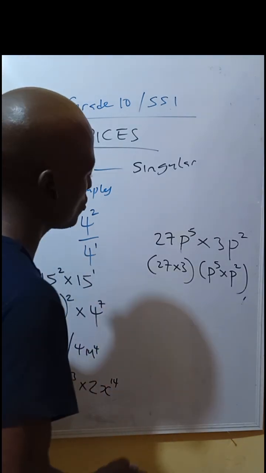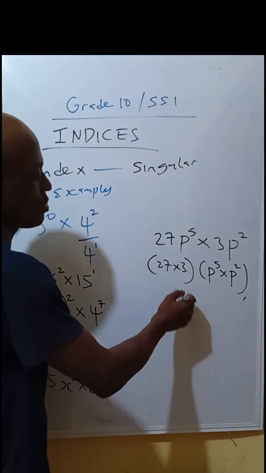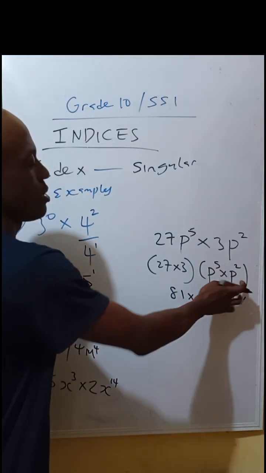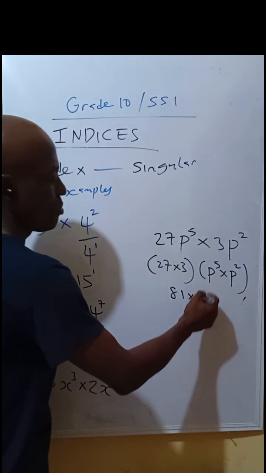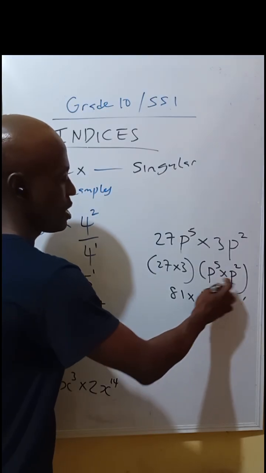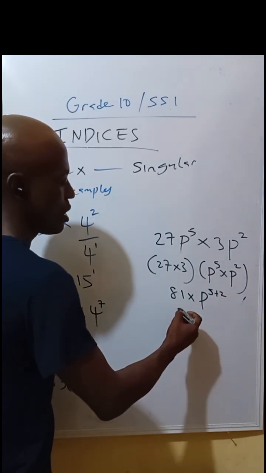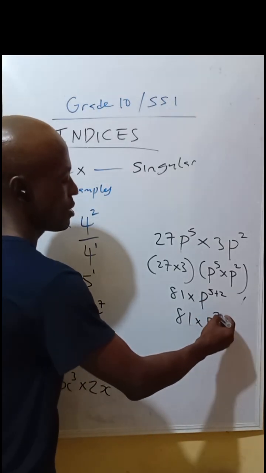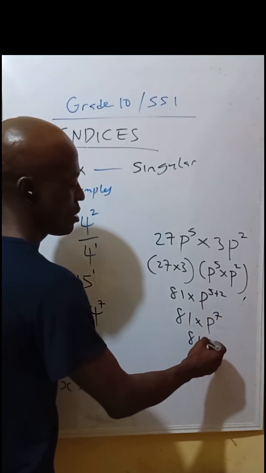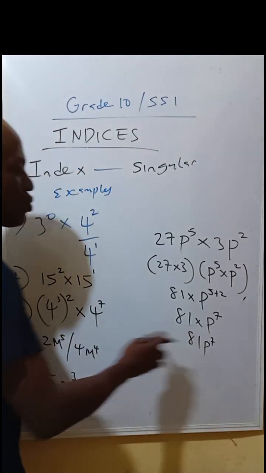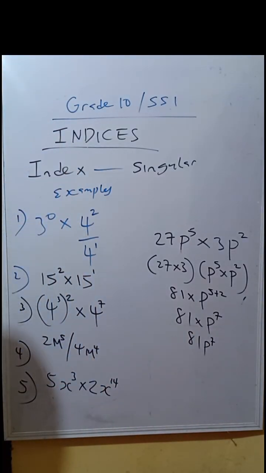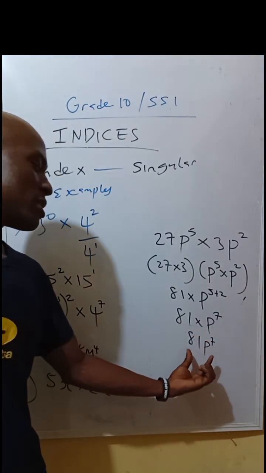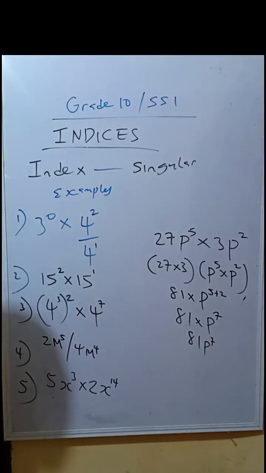No, sorry, 81. 3 times 7 is 21, 3 times 2 is 6, so 81. Times, law of multiplication, p raised to the power 5 times p raised to the power 2, the same base, you add the powers. 81 times p raised to the power 7, which is 81p raised to the power 7. According to algebra, 81 times p raised to the power 7 is the same as 81p raised to the power 7.